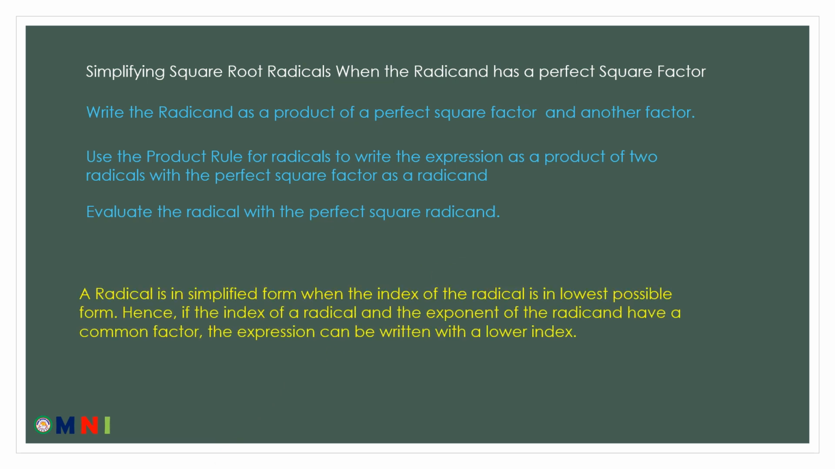Now take note that a radical is in simplified form when the index of the radical is in lowest possible form. Hence, if the index of a radical and the exponent of the radicand have a common factor, the expression can be written with a lower index. And this process is what we call lowering the index or reducing the index.